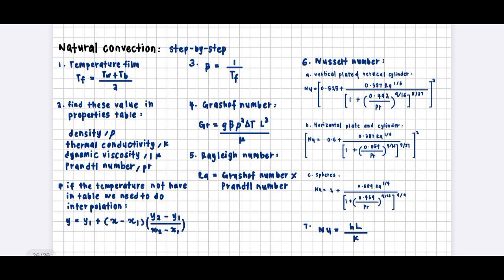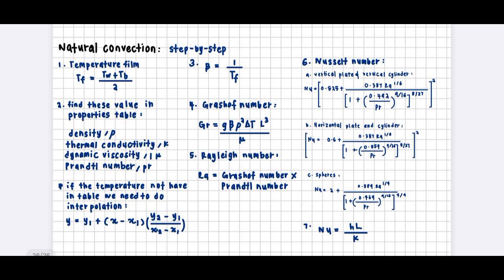Okay, next, step number 4, you need to calculate the Grashof number, that is Gr. Gr equals g beta delta T L cubed divided by the kinematic viscosity squared. So after that, step number 5, you need to calculate the Rayleigh number. The Rayleigh number is stated as Ra equals Gr times Pr.